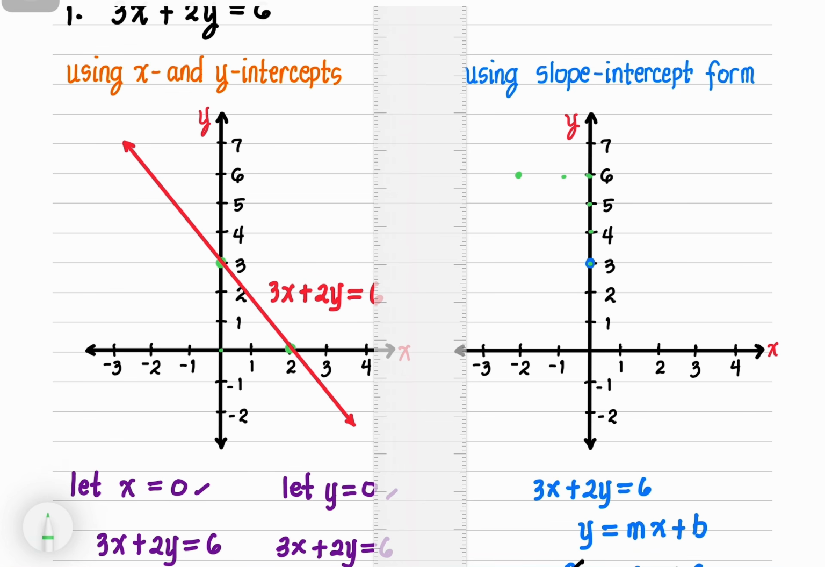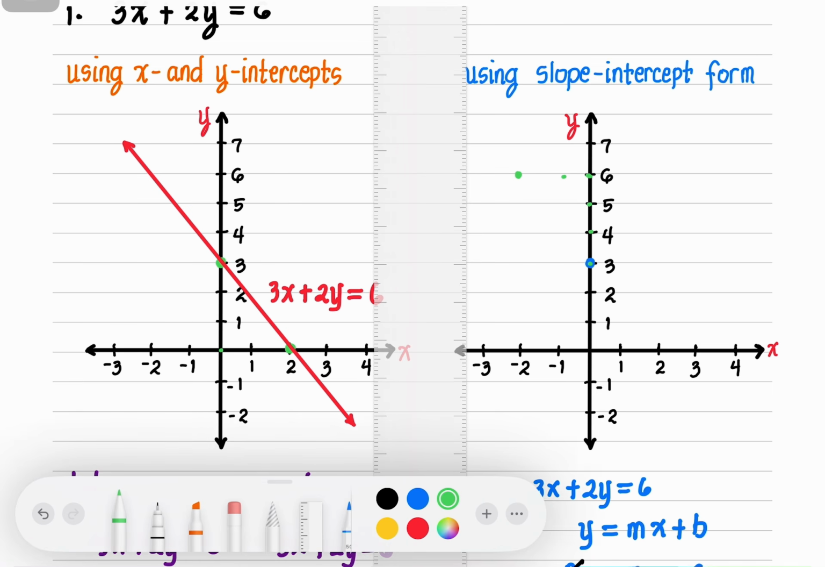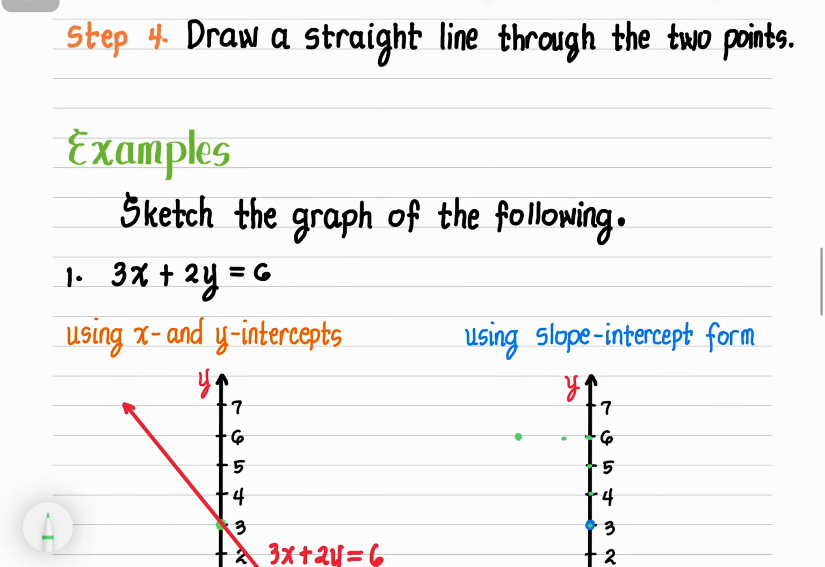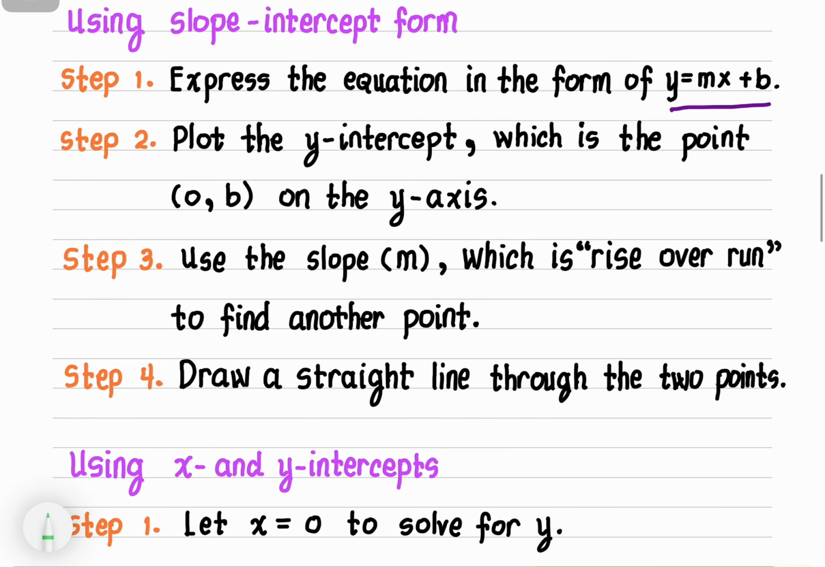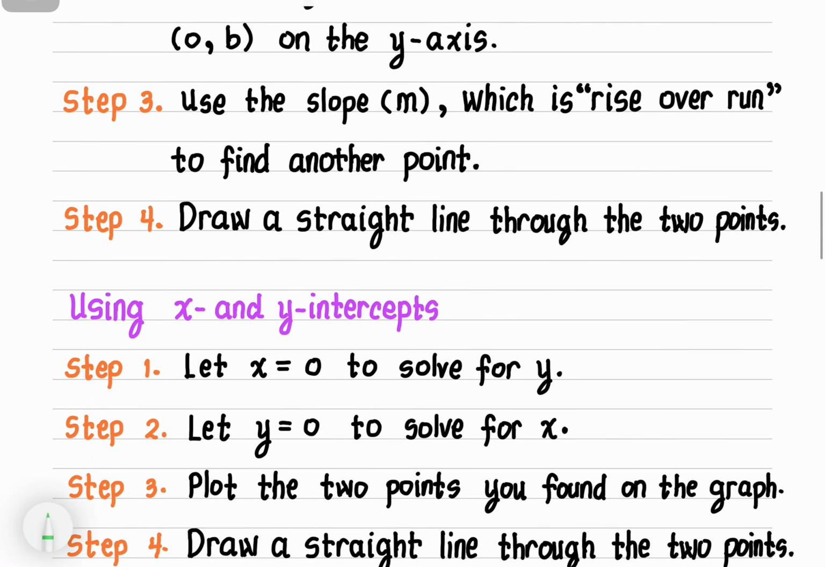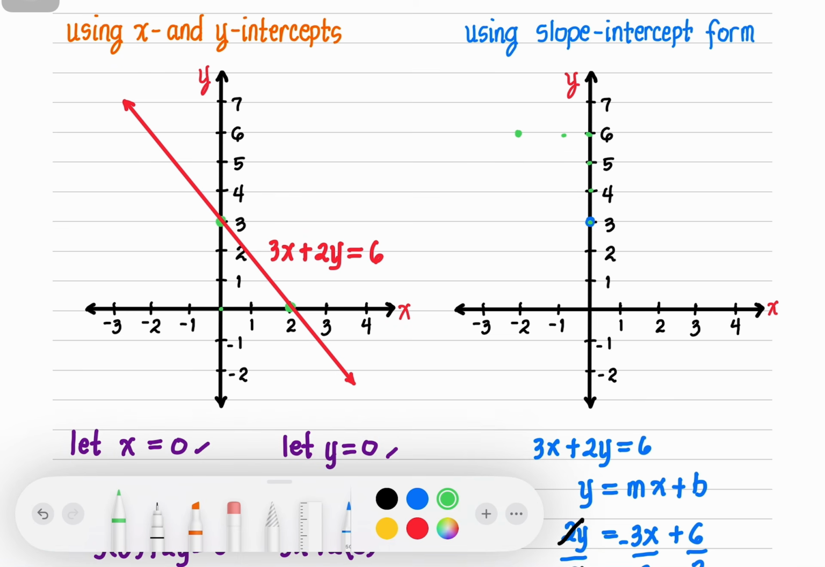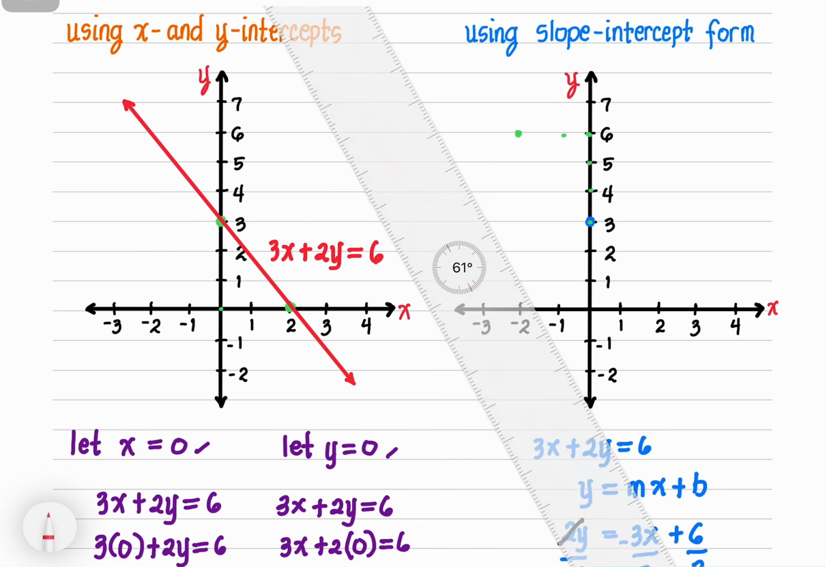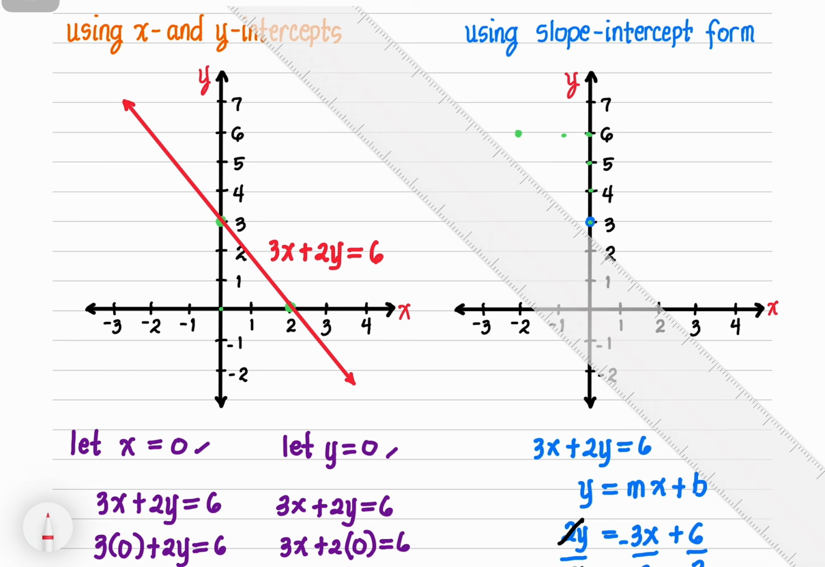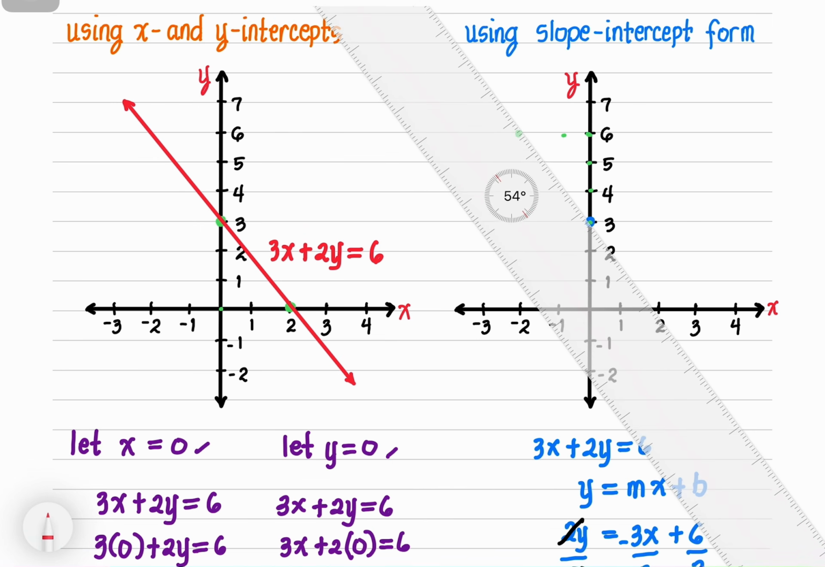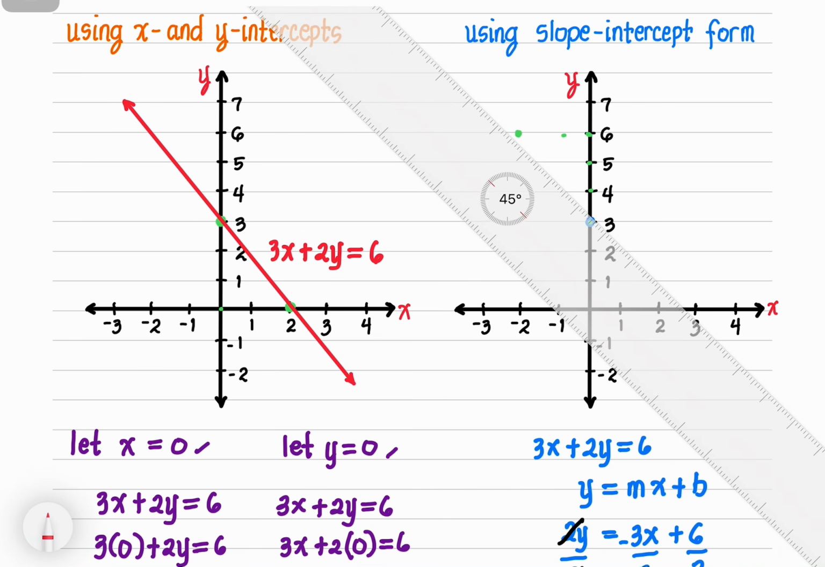So now, i-connect na natin yung ating points. Sabi dyan, draw a straight line through the 2 points. So, may 2 points na tayo dyan. So guys, tignan nyo.